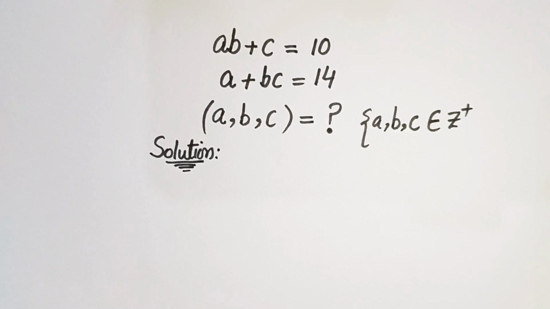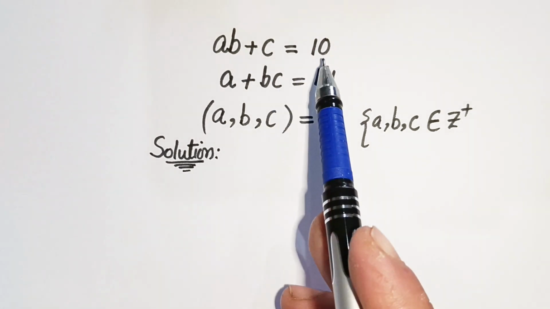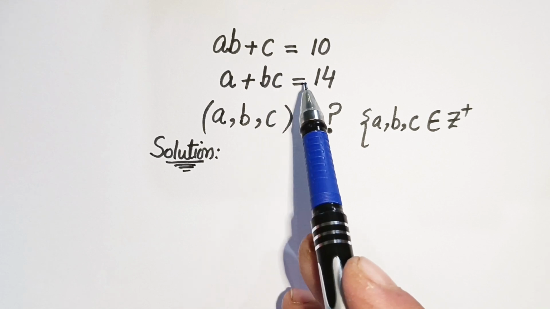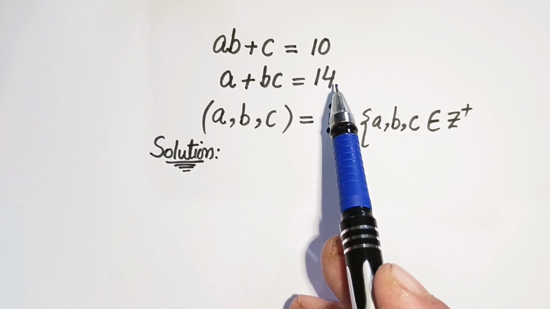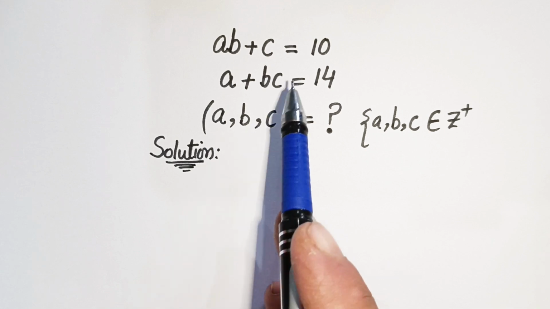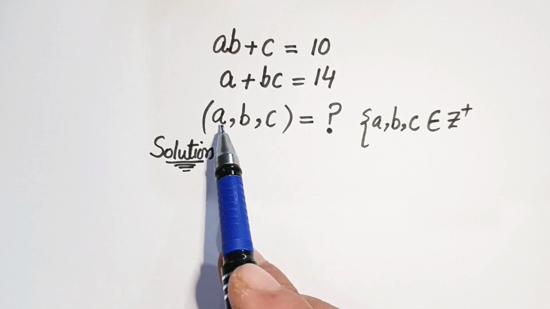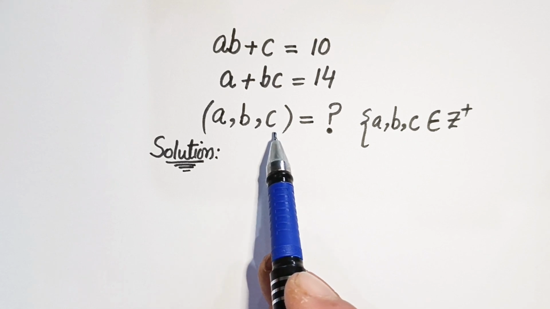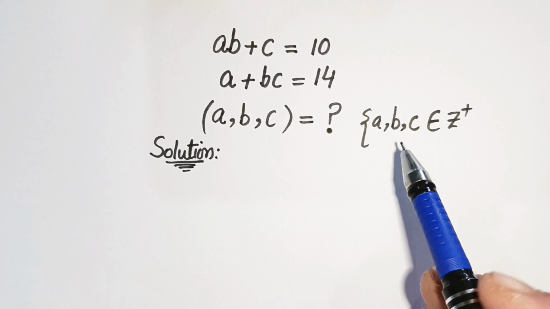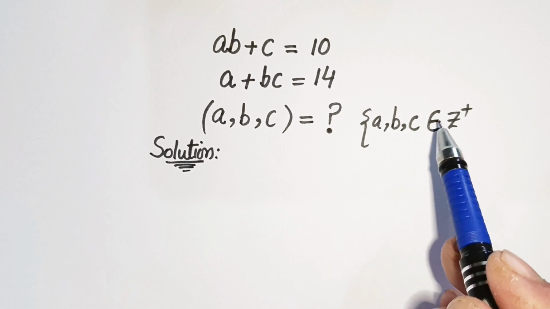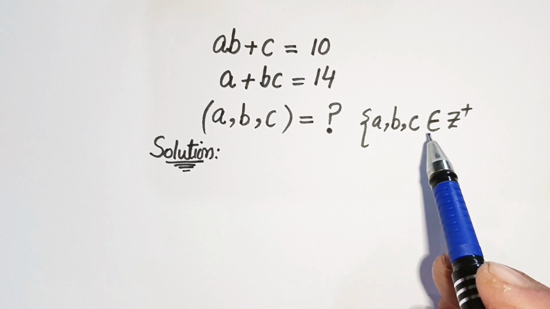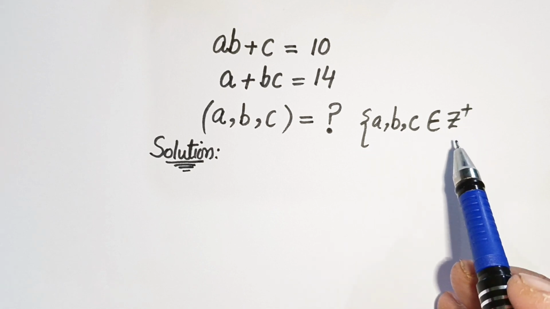Today our question is a times b plus c is equal to 10. It is our first equation, and a plus b times c is equal to 14. So it is our second equation. Now we have to solve this problem for the values of a, b and c. So we have to solve all possible values of a, b and c. But remember that here a, b and c are elements of positive integers. These three belong to positive integers.